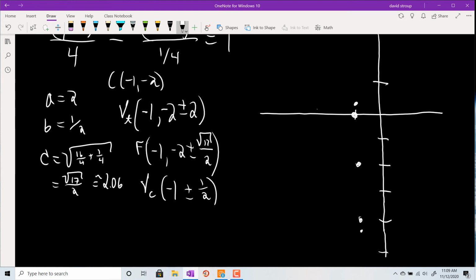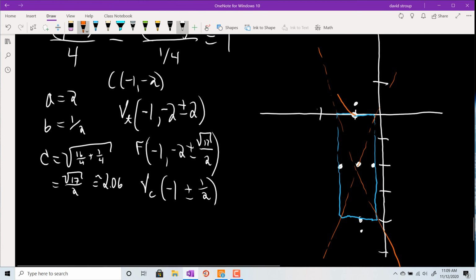Okay. So I go 1/2 over here, 1/2 over here. Then I can get my box. Then I can get my asymptotes. Then I can get my branches. Whoops, I want to do my branches in white.